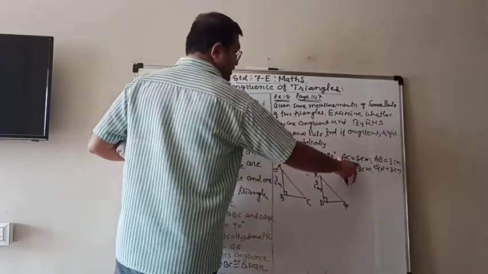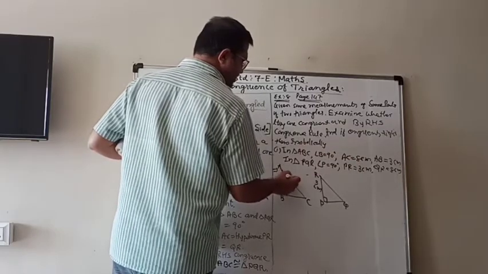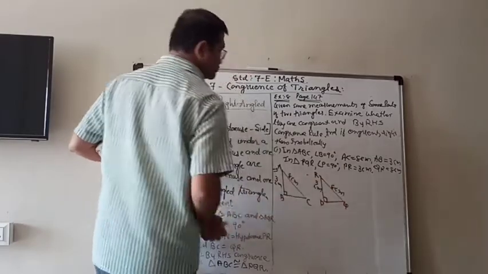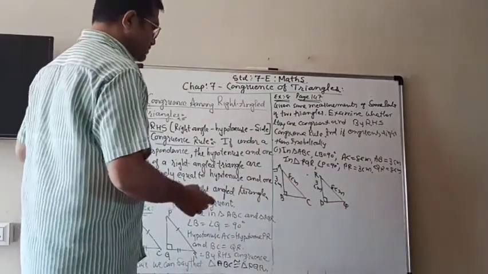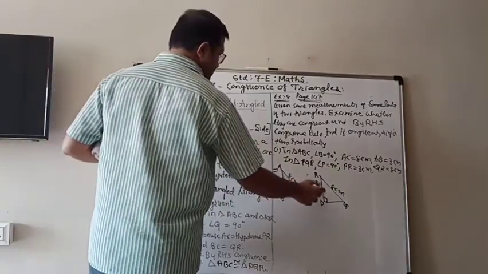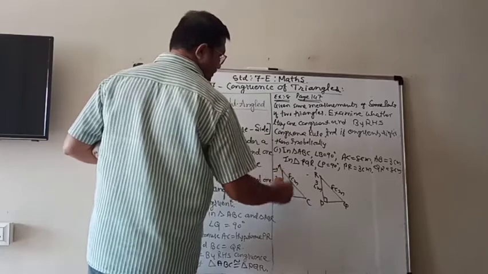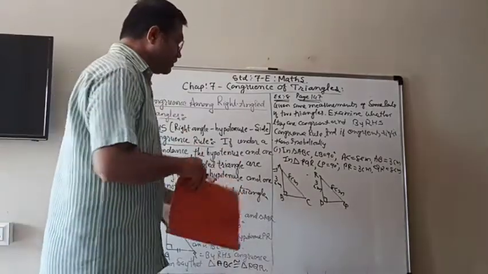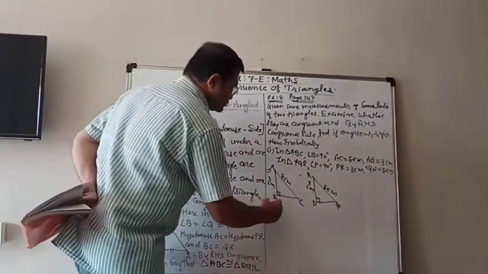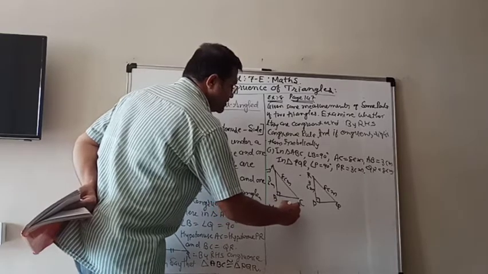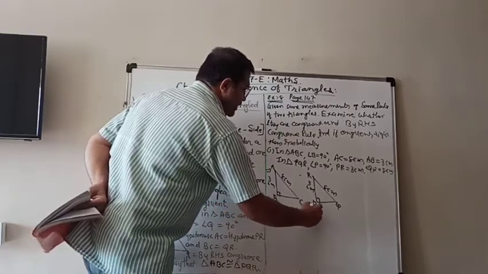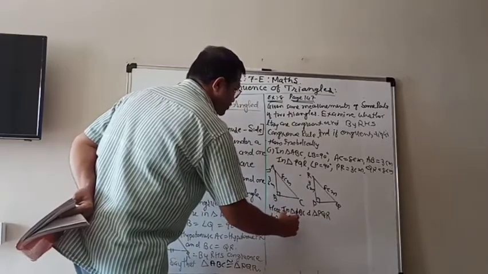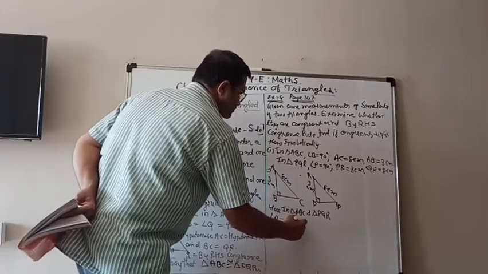So now AC is 8 centimeter, and here QR is 8 centimeter. Now you can see that those angles are 90 degree, hypotenuses are also equal, and the corresponding sides are also equal. So we can say, we will write down now, in triangle ABC and triangle PQR, angle B is equal to angle P, 90 degree.